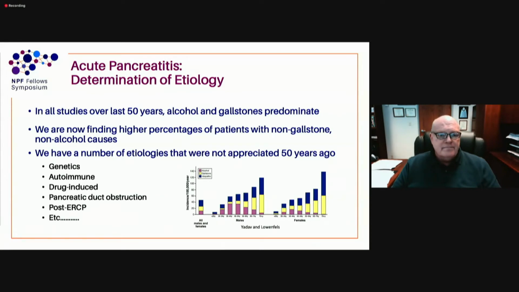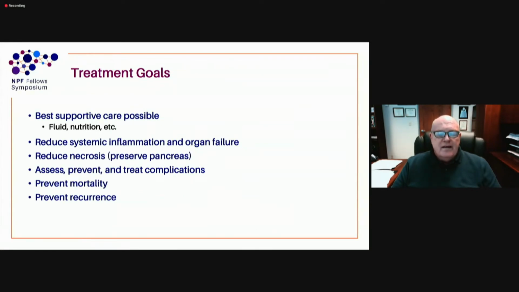Next slide. As we think about treating that patient I presented at the beginning, what are the possible treatment goals? We're trying to provide the best possible supportive care, like fluid resuscitation and nutrition. We're trying to prevent the systemic inflammatory response and distant organ system failure if we can. We're trying to reduce necrosis, that is, preserve as much of the gland as we can. We're trying to prevent complications, and if we can't prevent them, at least identify them and treat them effectively. We want to reduce mortality and recurrence, and you can make other important treatment goals as well.